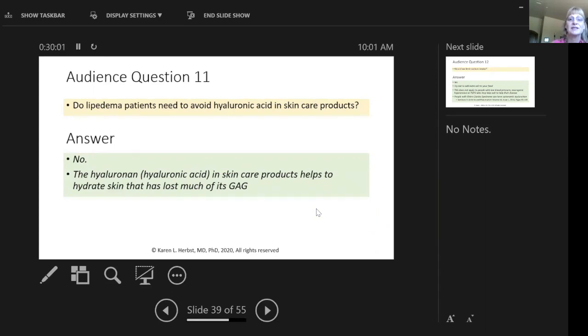Do lipedema patients need to avoid hyaluronic acid in skincare products? Hyaluronic acid, or hyaluronin, they're both the same thing, is the most prevalent glycosaminoglycan in the extracellular matrix. And we talked about wanting to move that out of the extracellular matrix. But as we age, we lose hyaluronic acid in our skin, and so a skincare product that has hyaluronin in it will help supplement the loss of that hyaluronin from the skin. And I see absolutely no problem with continuing to use it.